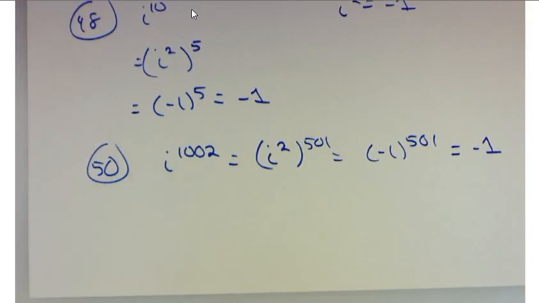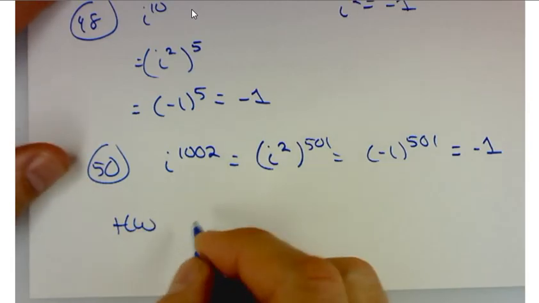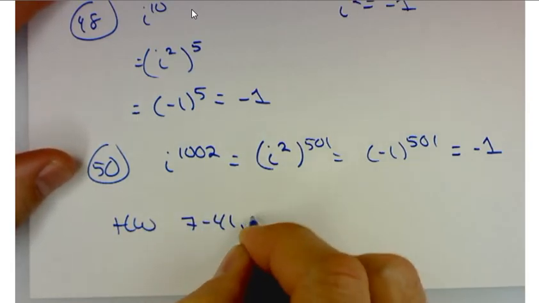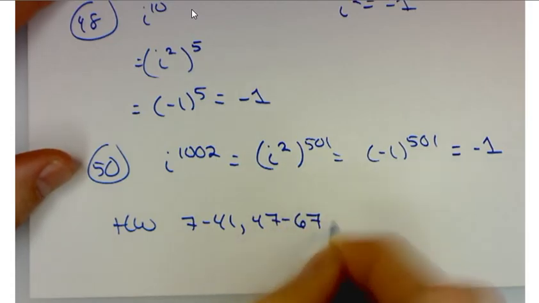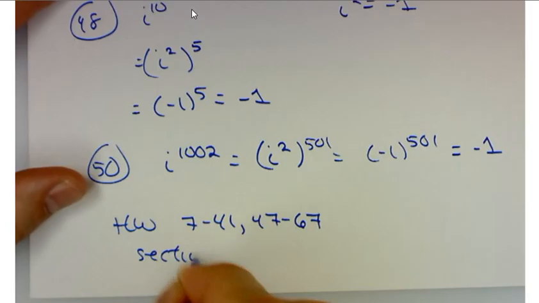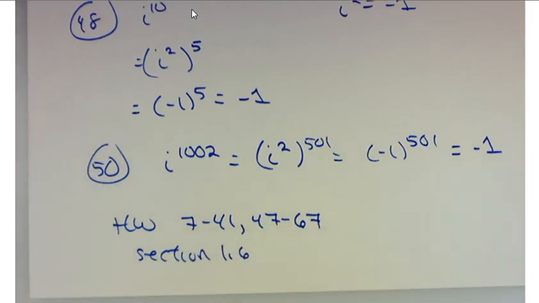For homework, try 7 through 41 and 47 through 67. That's section 1.6. And the homework for that section starts on page 64.